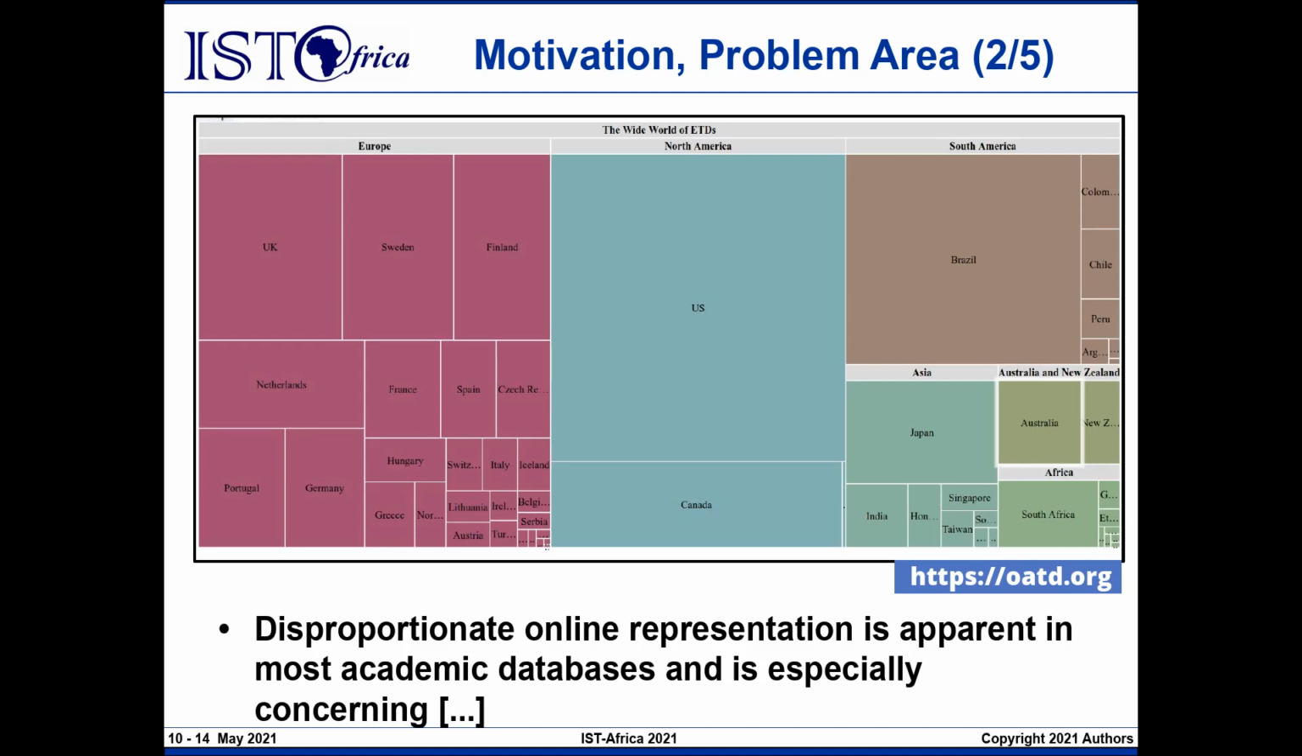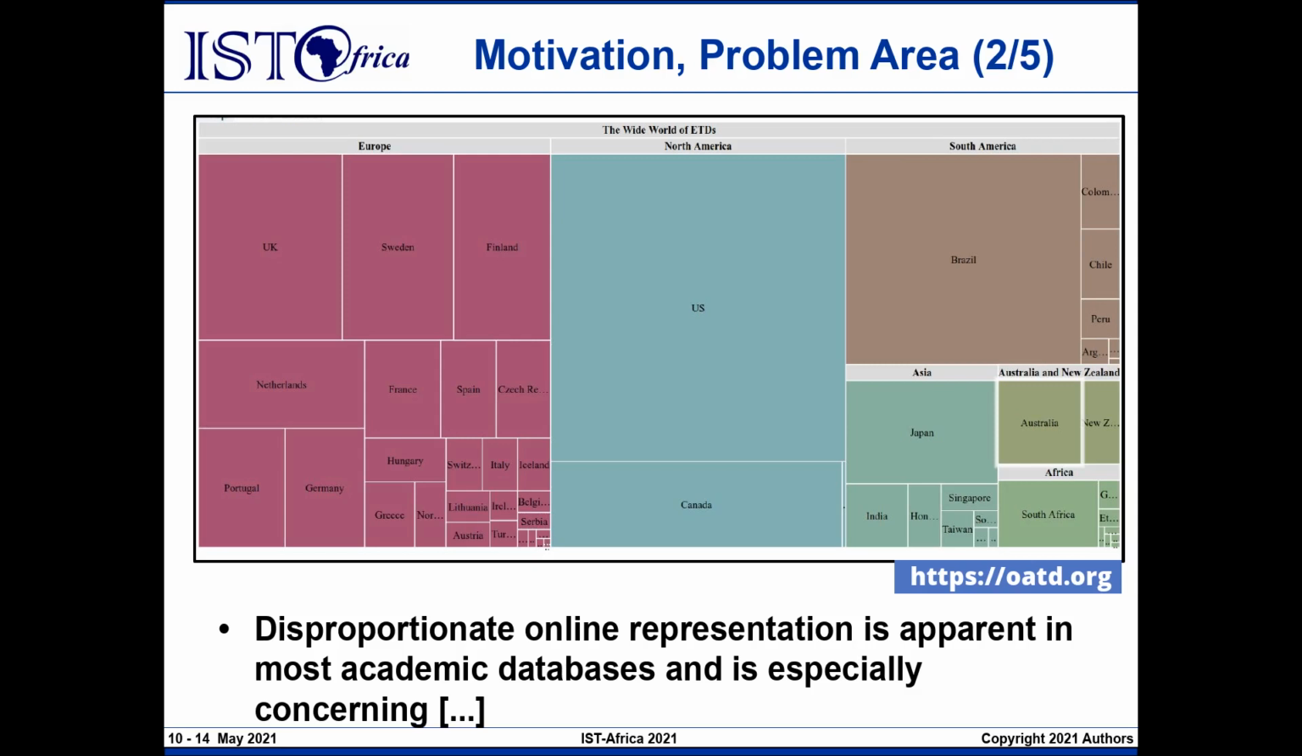Now, if you look at this visualization, key takeaway points here is that the block size implicitly indicates the relative contribution of theses and dissertations from that particular region or country. And the order, obviously, left to right means it also signals the relative quantity of ETDs that are produced by that particular region or country.